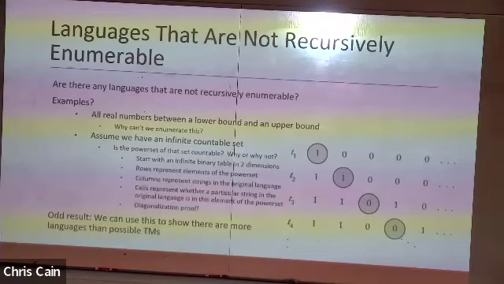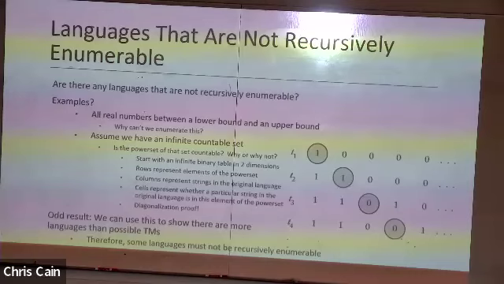So the real numbers is one such language. The power set of an infinite countable set is another possible language. That completes the proof, basically, that some languages are not recursively enumerable. We'll come back on Monday and talk some more about this, but we're some of the way done. There's a lot more to parse here, but to me, this is really interesting, mind-blowing stuff.